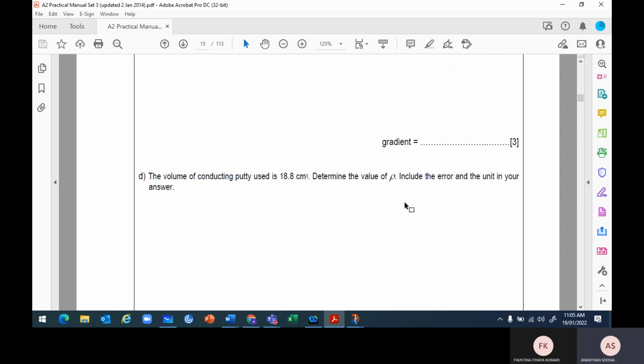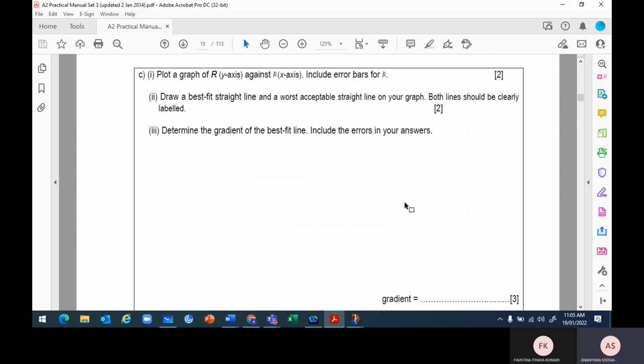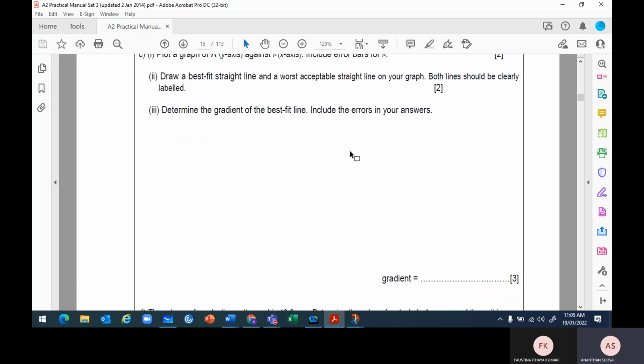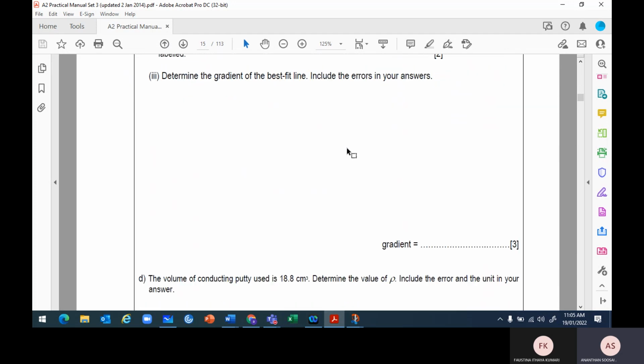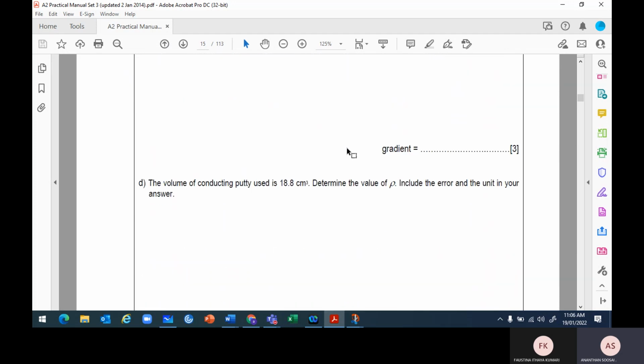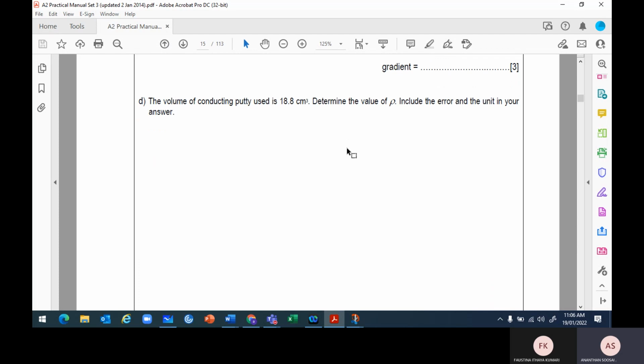Oh, sorry. This question, they never asked for the y-intercept. They just asked for the gradient only. Okay, so once you got your gradient, now this is the difficult part normally. Think about how you're going to do part D now.